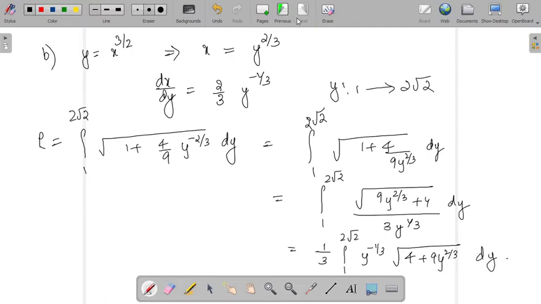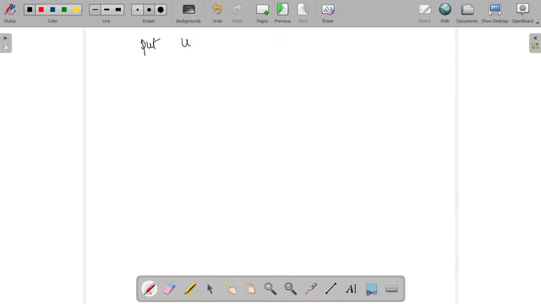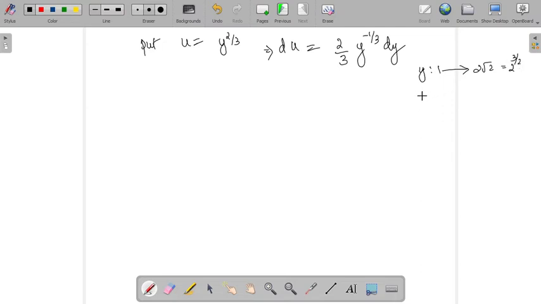Now put u equal to y raised to 2 by 3. So that implies du will be 2 by 3 y raised to minus 1 by 3 dy. So again y is varying from 1 to 2 root 2. 2 root 2 is 2 raised to 3 by 2. So u will vary from 1 to 2. So we will get L equal to integral 1 to 2.